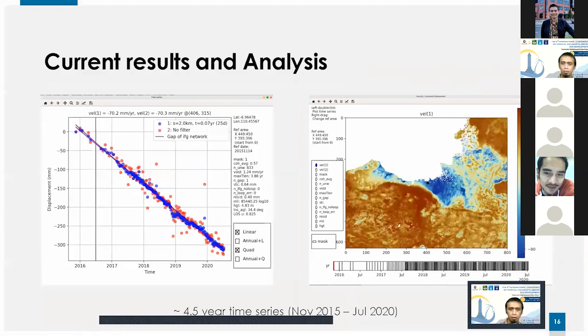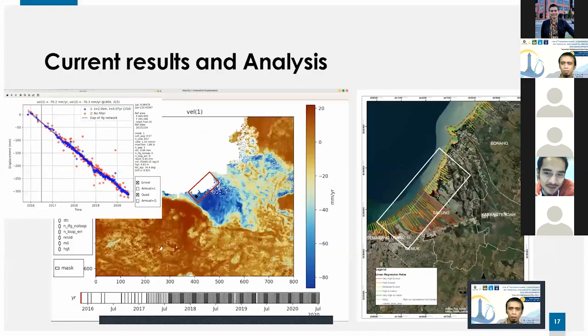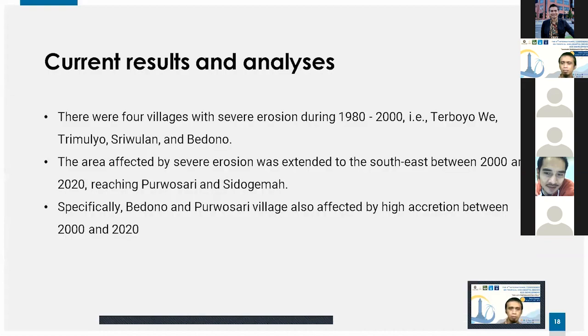And the next part is the result from 4 and 5 years. So by increasing the number of observations, we can increase the precision of the result. So by comparing the shoreline change and the land subsidence information, we can see that in this region there is an increasing rate of land subsidence. So we expect in the near future there will be more areas affected by the sea erosion and the sea level rise in this area.